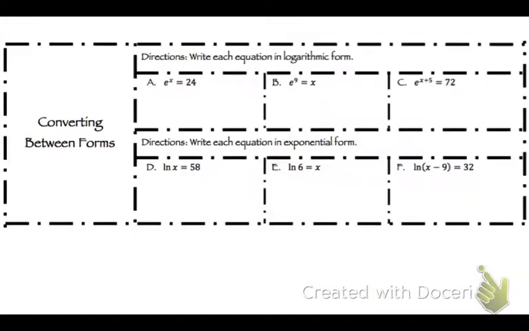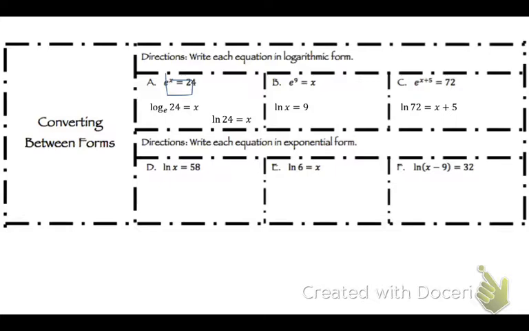So let's get into this. We're going to write each equation in logarithmic form. I'm just going to draw my little L, and I get log base e of 24 equals x, which is ln of 24 equals x. Okay, for b, that would be log base e of 9 equals x. Well, log base e is ln, so that's ln of x equals 9. For c, that's log base e of 72 equals x plus 5, which would be ln of 72 equals x plus 5.